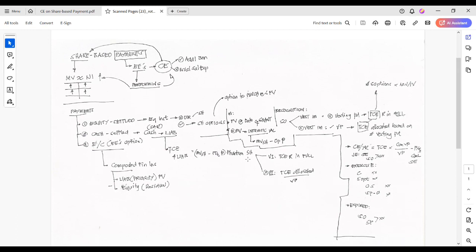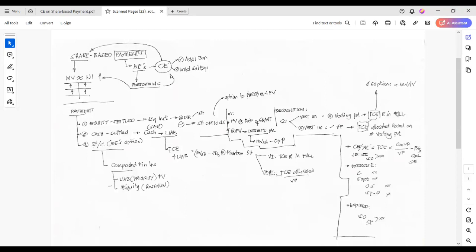And you will check again: if it vests immediately, meaning there is no vesting period and no service period, then the total compensation expense should be recognized in full. However, if it will not vest immediately, then the total compensation expense should be allocated based on the vesting period. That is your cash settled.